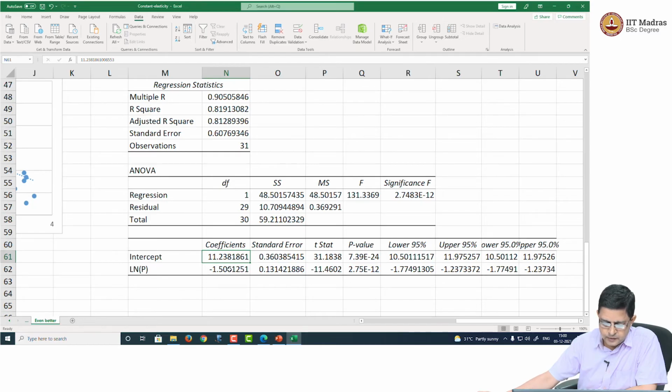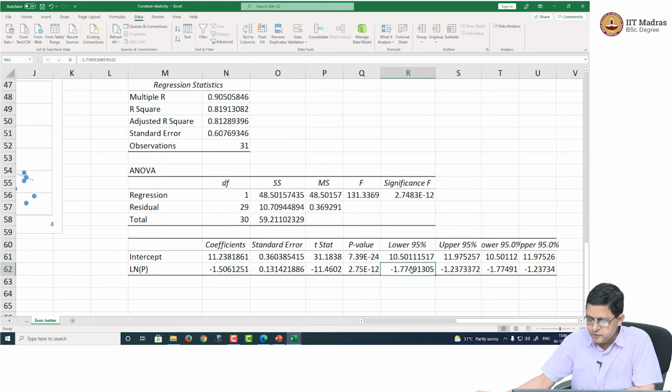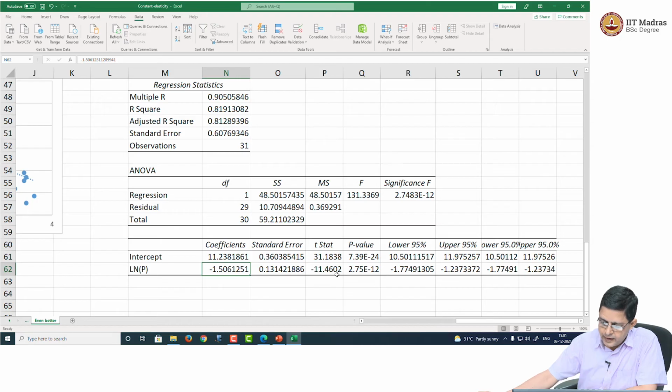Very similar explanation for the slope, the estimate of beta 1 is negative 1.5, and the p value is of the order of 10 to the power of negative 12. So, I have no reason to say that this negative 1.5 is a bad value. Look at the range. Excel tells me that the slope can be anywhere between negative 1.77 and negative 1.23. The lower limit is negative 1.77, upper limit is negative 1.23, and the estimated value is negative 1.5, and the p value is 10 to the power of negative 12. So, I will reject the null hypothesis that beta 1 is actually 0. And like we saw last time, this p value is going to be same as this p value.